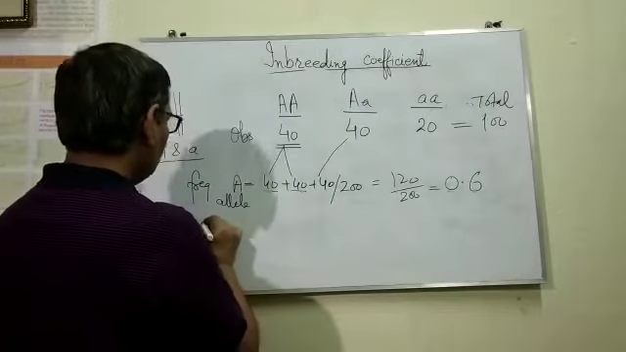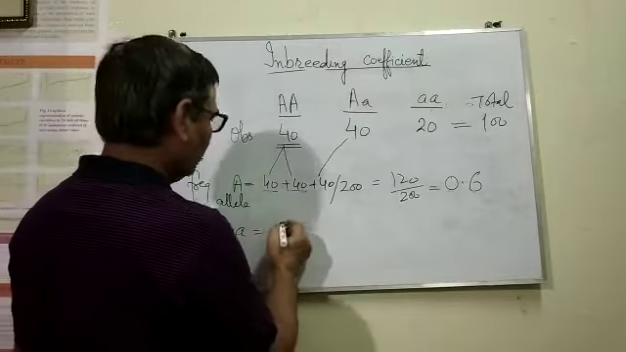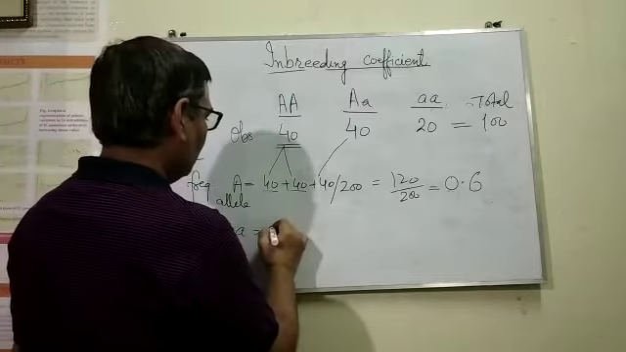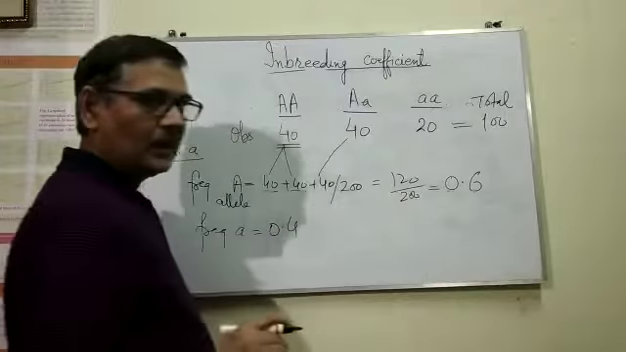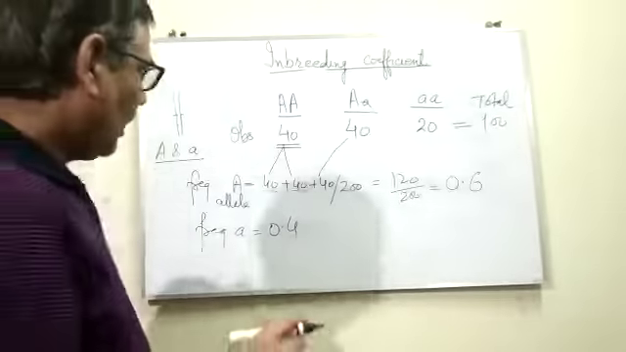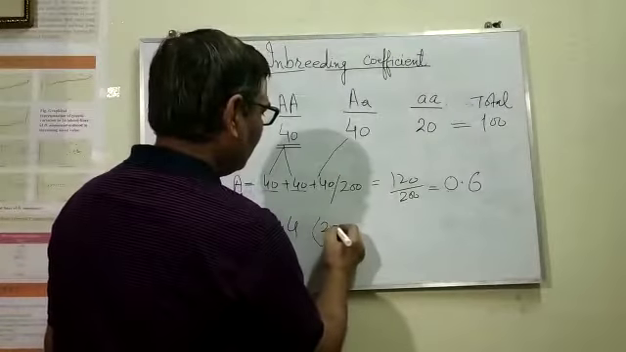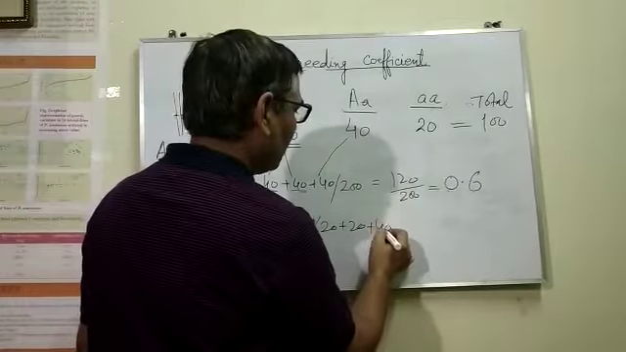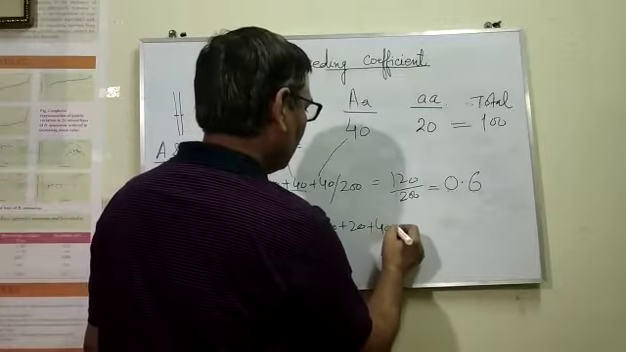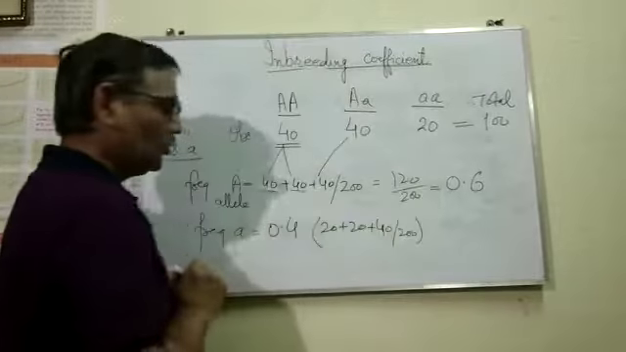Now the frequency of the a allele will become 0.4, because the total has to be 1. Or we can calculate it by considering 20 plus 20 plus 40, that is, the small a alleles of the heterozygotes, divided by 200, and this figure will come to 0.4.